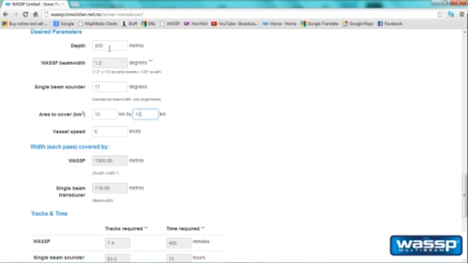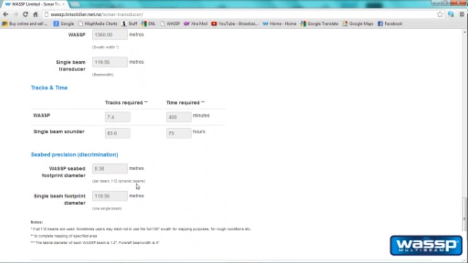So in 400 meters of water depth, each pass of the WASSP will be 1.36 kilometers wide. Just incredible. That's how quickly you can map an area. So as you move along, your corridor that you map on the seabed will be 1.36 kilometers wide in 400 meters of water. The single beam transducer, however, has a footprint coverage on the seabed of basically 119 meters. So we're getting better coverage on our single beam transducer. However, it will still take 75 hours and 84 tracks to map out that 10 kilometer by 10 kilometer grid with a single beam sounder.